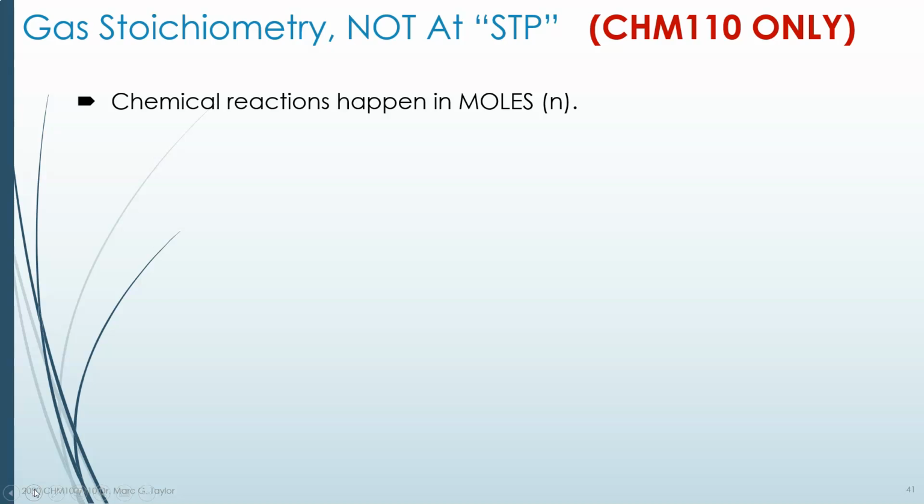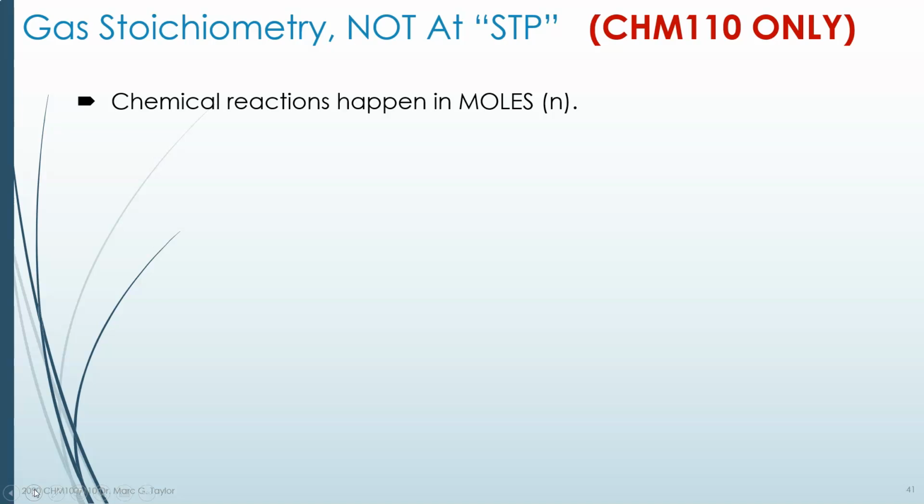So we've already talked about how to do gas stoichiometry when we're at STP conditions, that is, standard temperature and pressure of 0 degrees centigrade or 273.15 degrees Kelvin, and a pressure of 1 atmosphere in the U.S. We use a metric unit when we're working anywhere outside of the U.S. But we haven't talked about how to do gas stoichiometry at non-STP conditions, which is everything else.